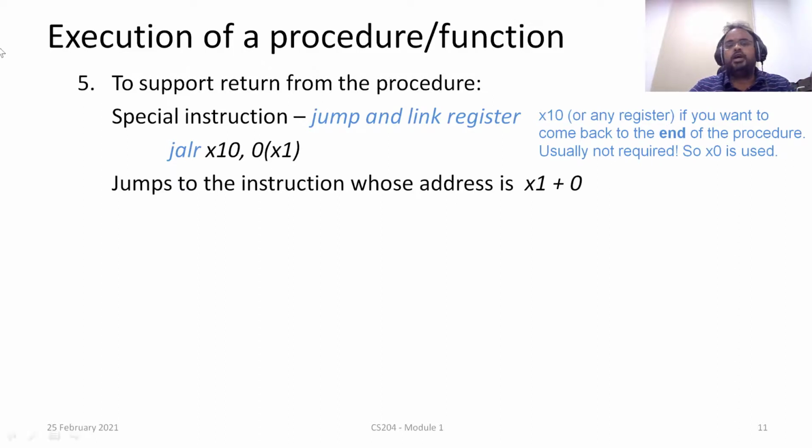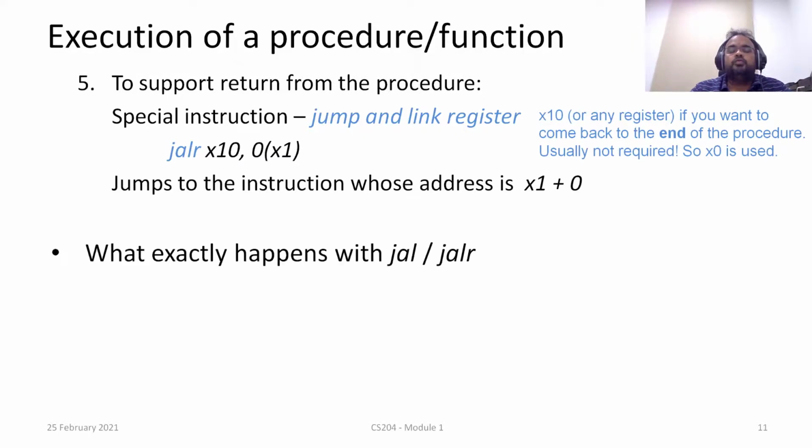Now you can ask why we want to store the address of the next instruction. The next instruction after the end of the function, do we need to use it? Typically not. That's the reason that instead of placing X10 or anything like that here, we place X0, because X0 is always 0. We don't expect to come back to the next instruction after the function's definition.